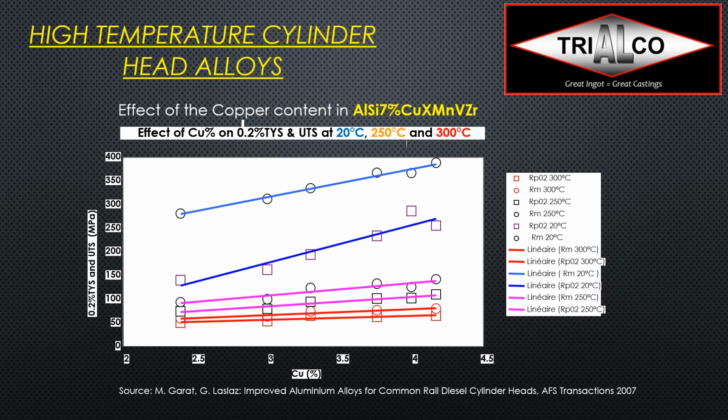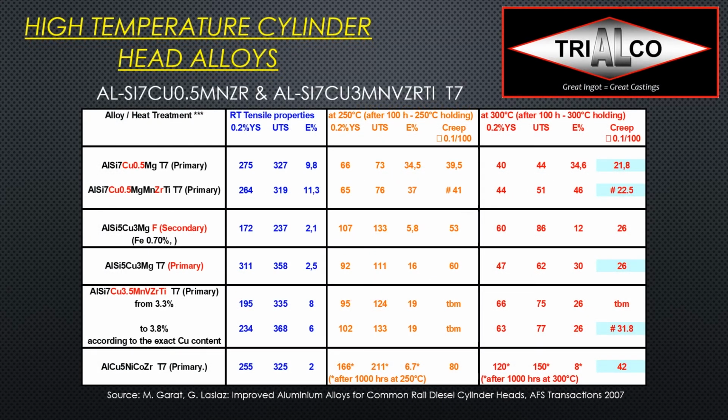That is still visible if I go to 250 degrees Celsius, these pink lines, although they're much flatter. And it gets pretty flat as soon as I go to 300 degrees Celsius. So no surprise there. If we look at the summary here, we started off with A356 and added 0.5 copper to it, and then a little bit of zirconium.